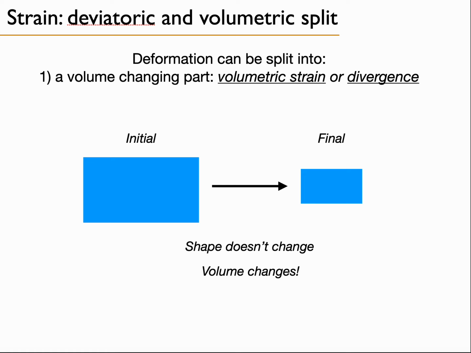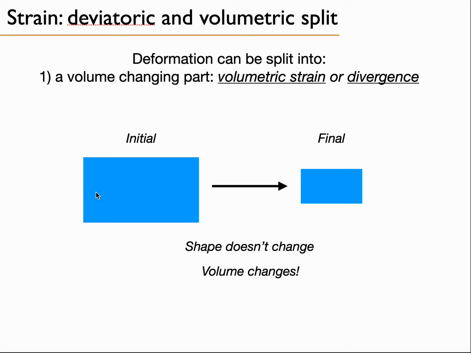So let's go back to our small strains, and now I want to mention that the deformation in general can be split into 2 parts. One is the volume change. So we will talk about a volumetric strain or a divergence.